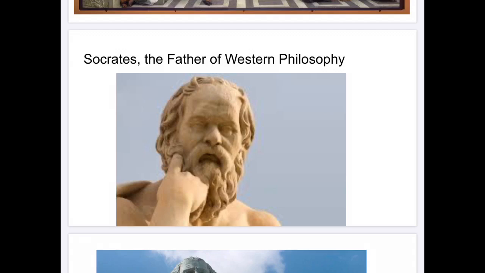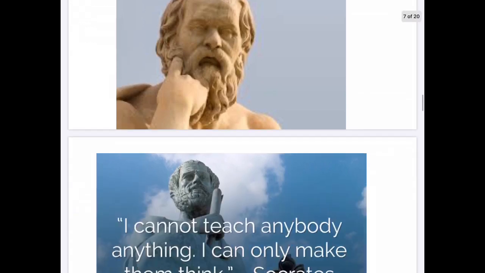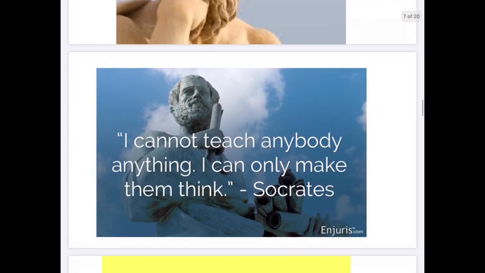But the sophists themselves, those were the teachers. And so Socrates is one of our best known sophists. And he had a very specific way of teaching, and had a significant appeal to his students. Socrates is known as the father of Western philosophy, and so we see him here. Here's a quote by Socrates: "I cannot teach anybody anything. I can only make them think."